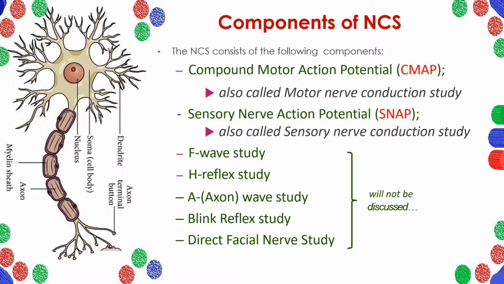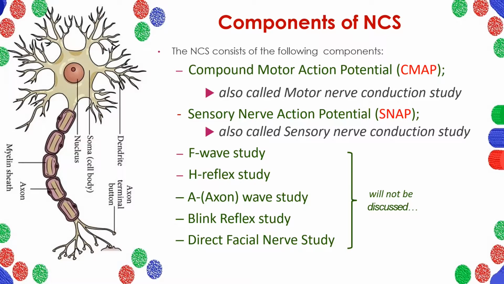So here, if you see, the first component is the compound motor action potential, or CMAP, also known as the motor nerve conduction study, and the sensory nerve action potential, or SNAP, also called the sensory nerve conduction study. Both the motor and sensory components are included in nerve conduction velocity, that is NCV. The rest of these are not part of NCV, but they are part of nerve conduction studies. These are the F wave study, H reflex study, axon wave study, blink reflex study, and direct facial nerve studies.